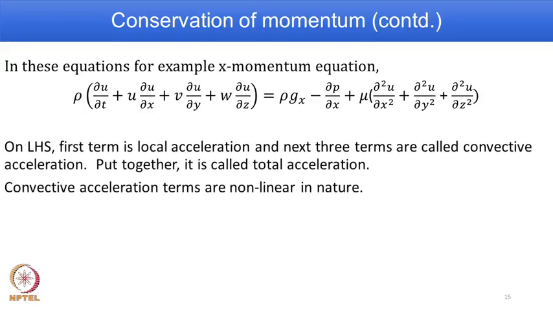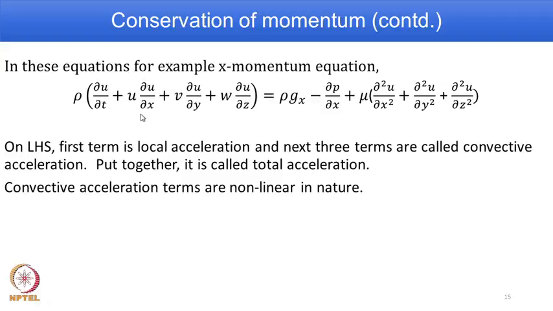So that is what is explained. On the left hand side the first term is the local acceleration, that is this term, and the remaining three terms are called convective acceleration. Put together it is called total acceleration.